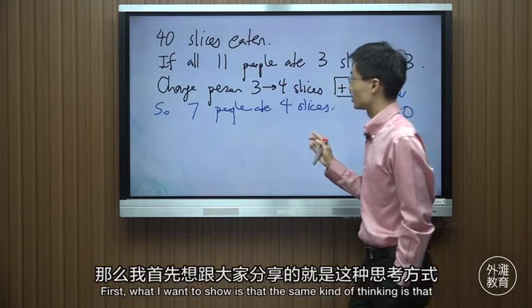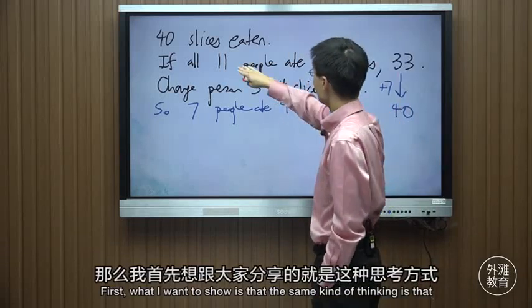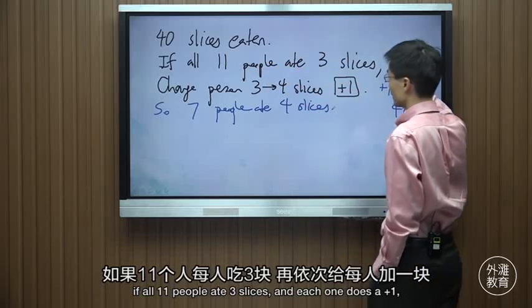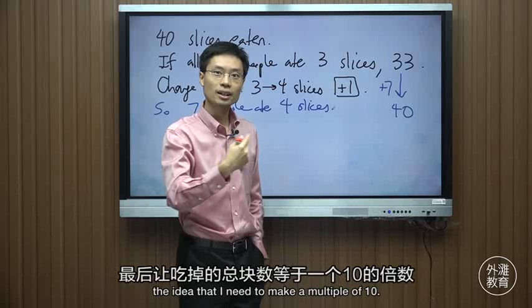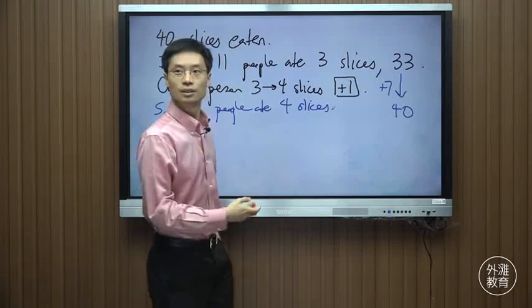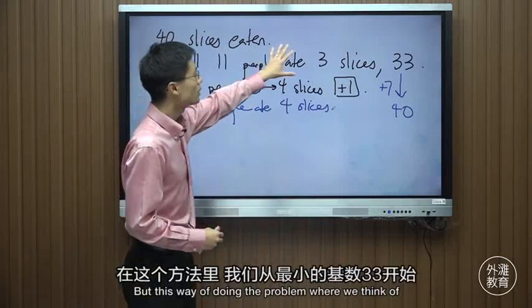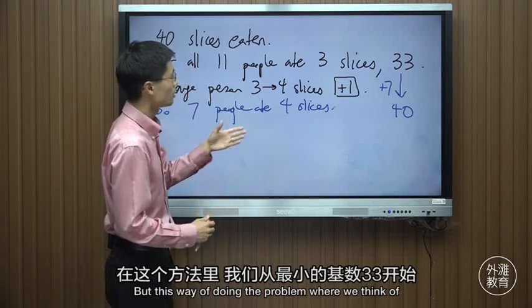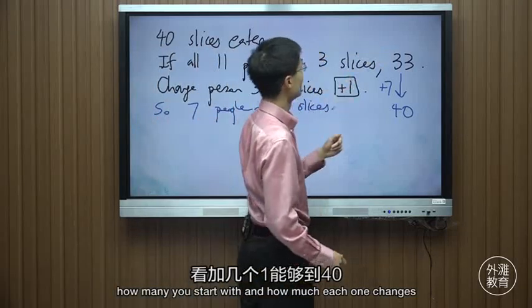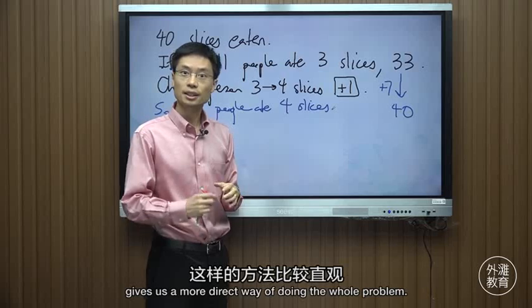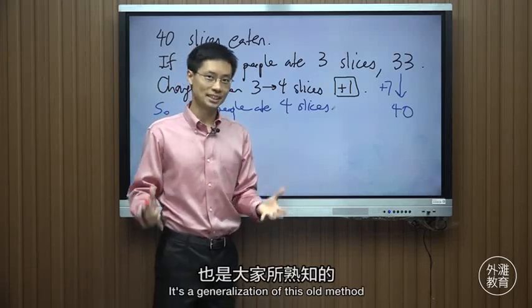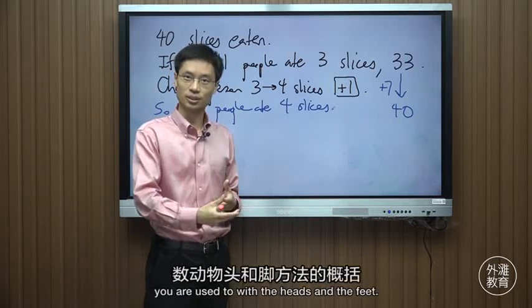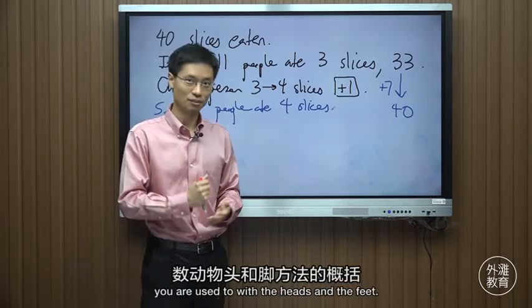First, what I want to show is that the same kind of thinking applies: if all 11 people ate 3 slices and each one does a +1, the idea is that I need to make a multiple of 10. But this way of doing the problem, where we think of how many you start with and how much each one changes, gives us a more direct way of doing the whole problem.